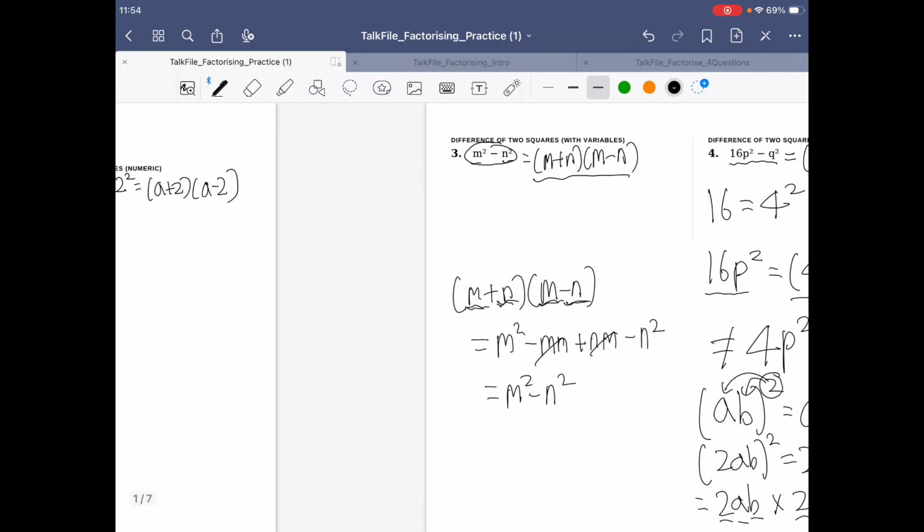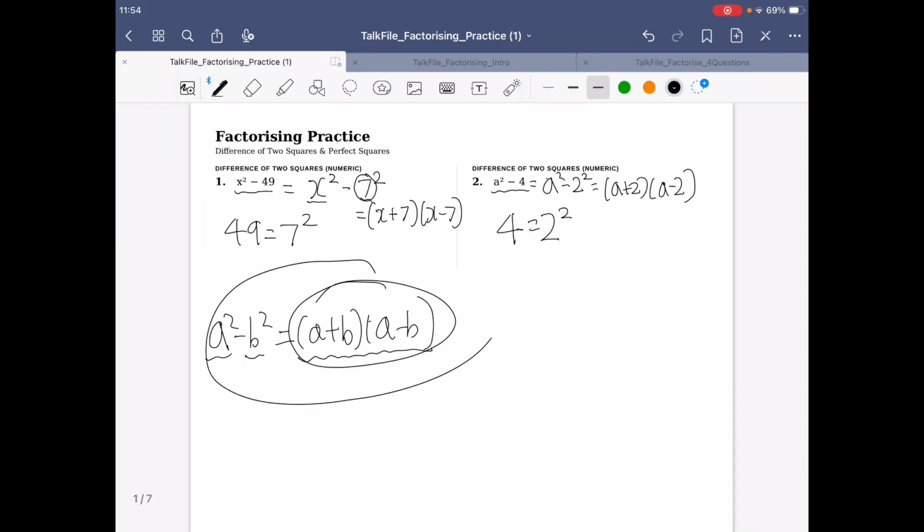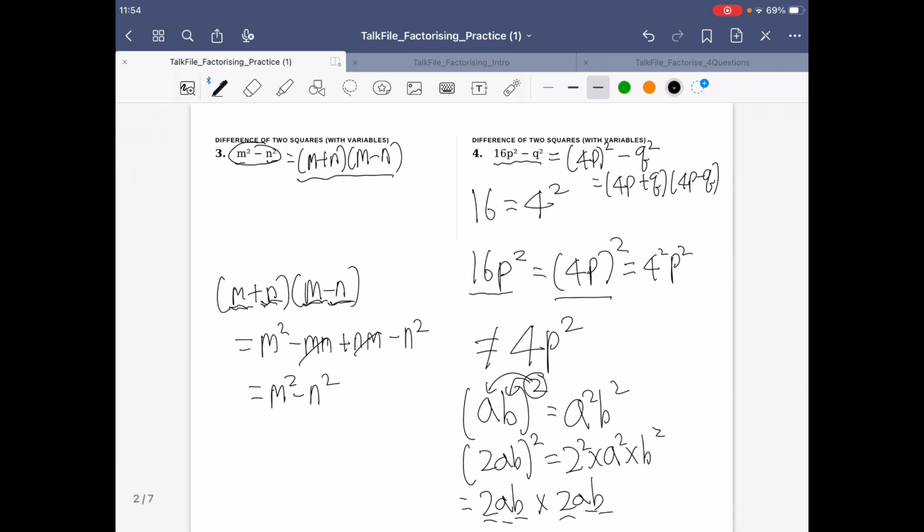So this a and b thing, a squared minus b squared equals a plus b and a minus b. Now a is 4p and b is q, so 4p plus q and 4p minus q.